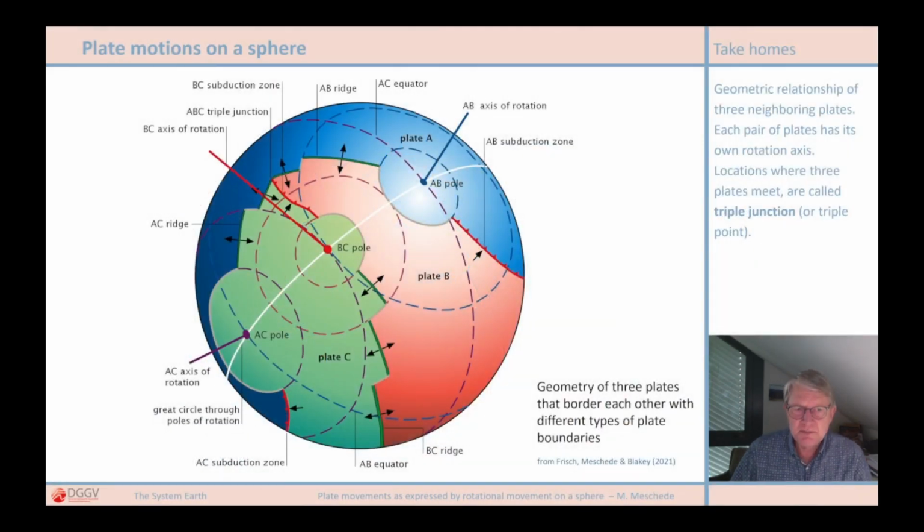This figure shows a system of three plates that all move against each other. Of course, all movements are again rotations, namely around the rotation axis, which only apply to one pair of plates. So, for example, the green plate C moves away from the red plate B down here. On the other side of the rotation pole, there is a subduction zone. And it's the same between the blue plates A and B up here. On the left is a spreading zone, and on the other side of the rotation pole, there is a subduction zone. You can see here that the individual plate boundaries can be aligned very differently, but they still belong to a common system.